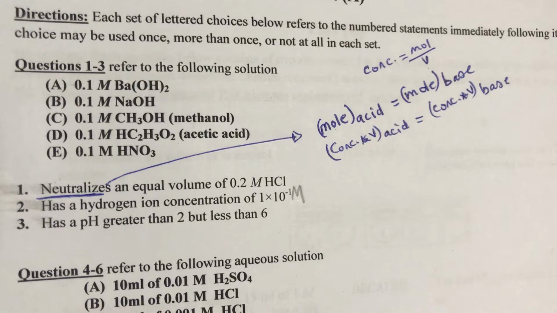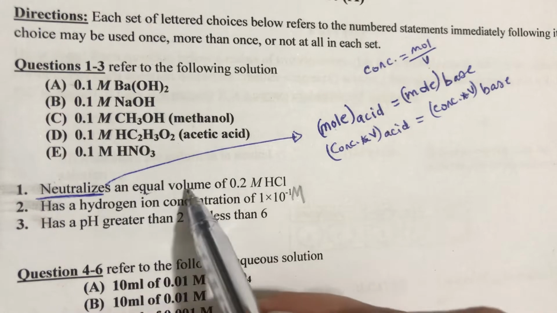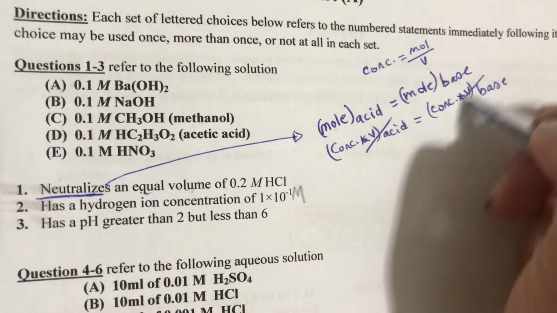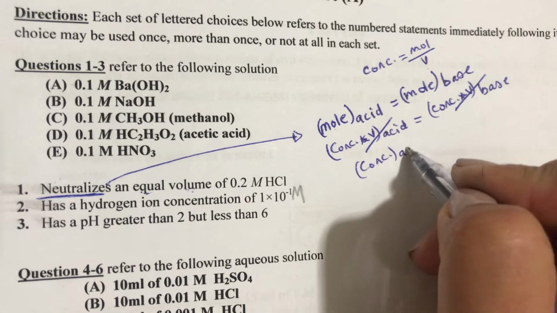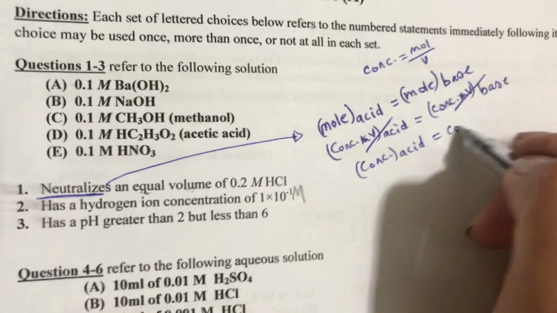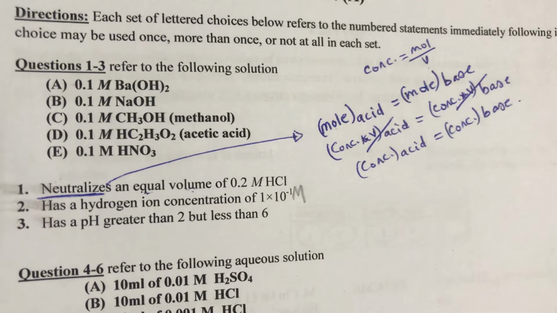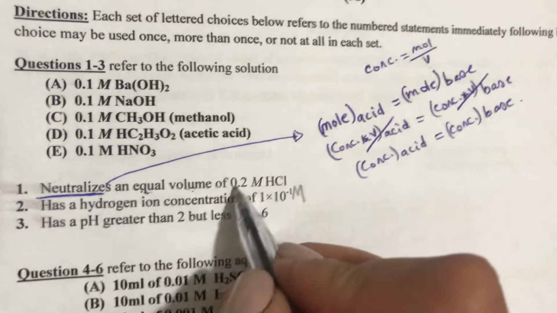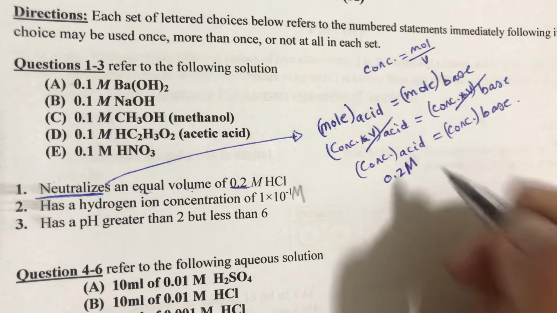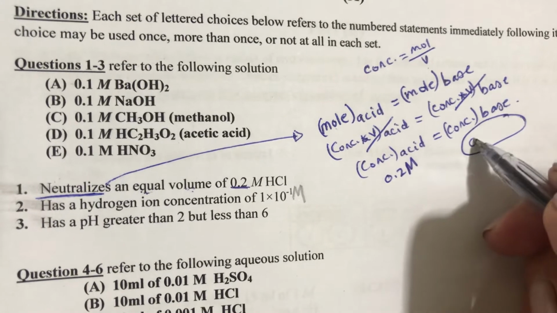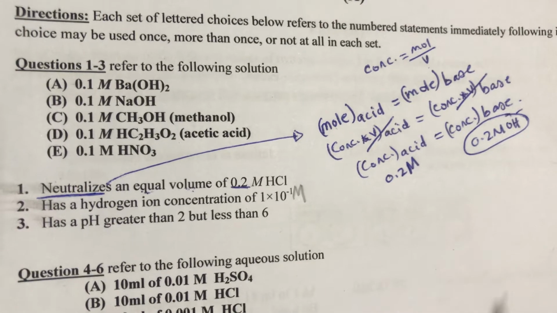So in the question here, acid and base have equal volume, so you can delete volume from the equation. So the concentration of acid must be equal to the concentration of base to neutralize each other. Here in the question, the concentration of acid equals 0.2 molar, so you have to find 0.2 molar hydroxide ions.